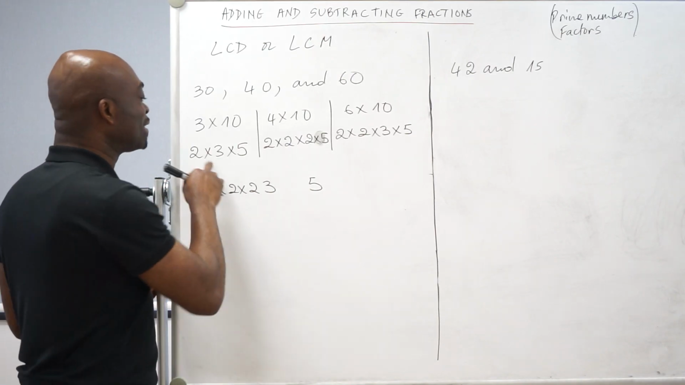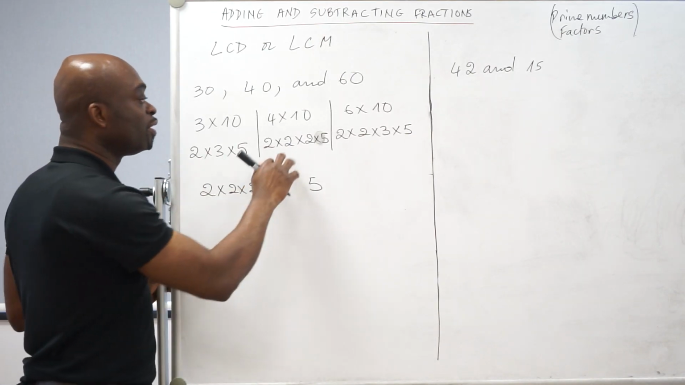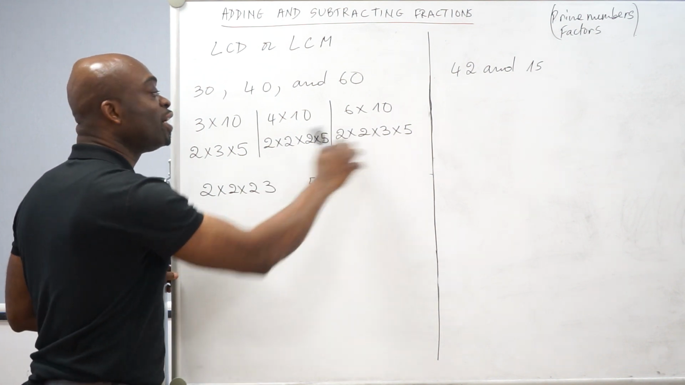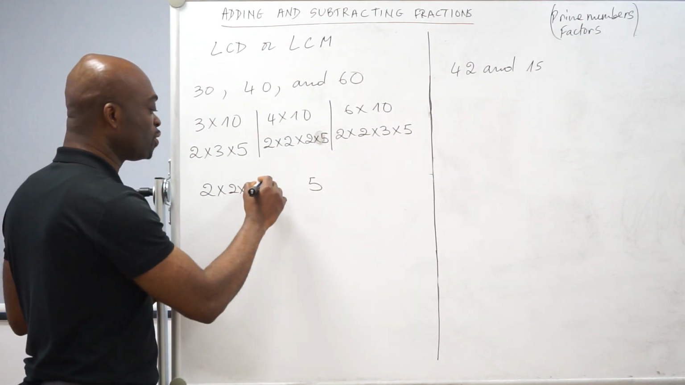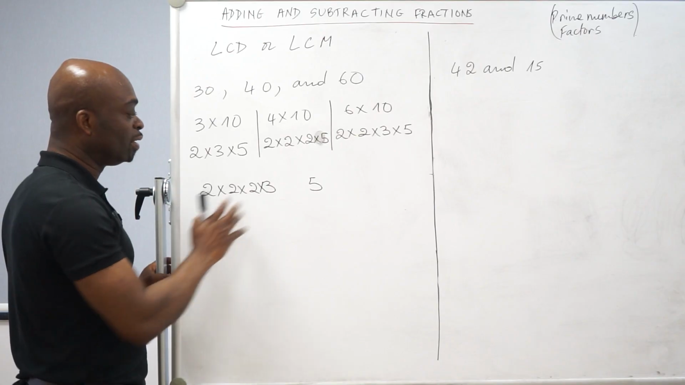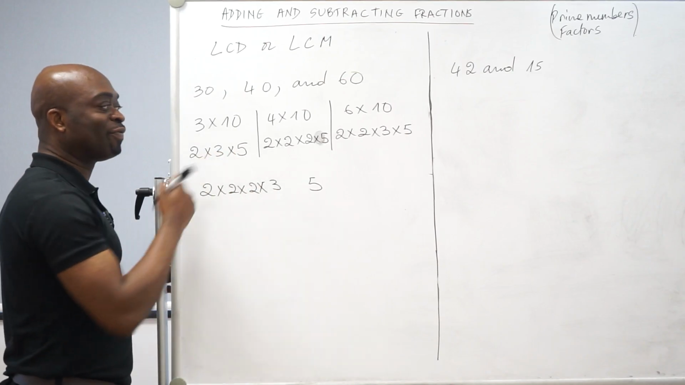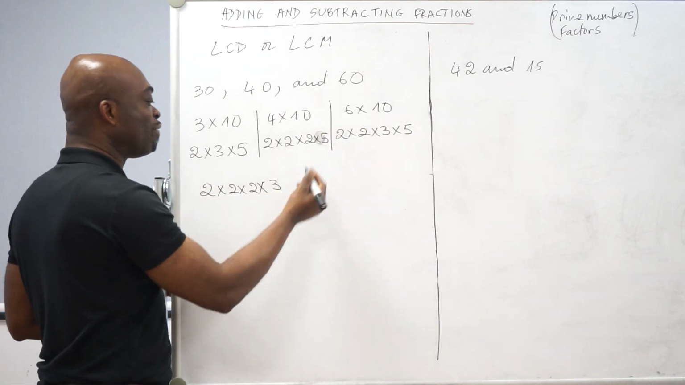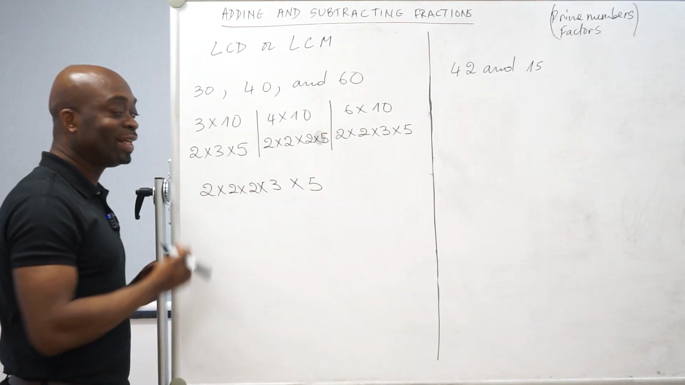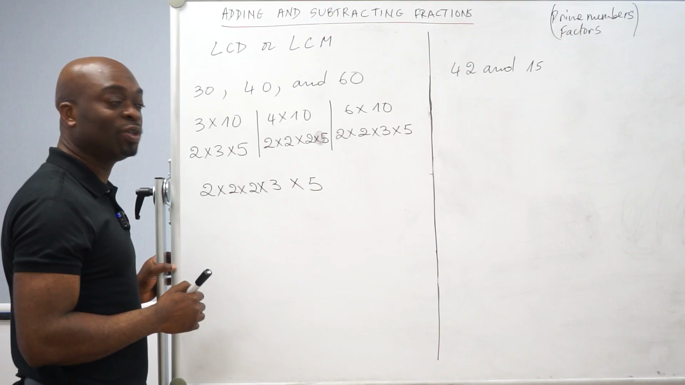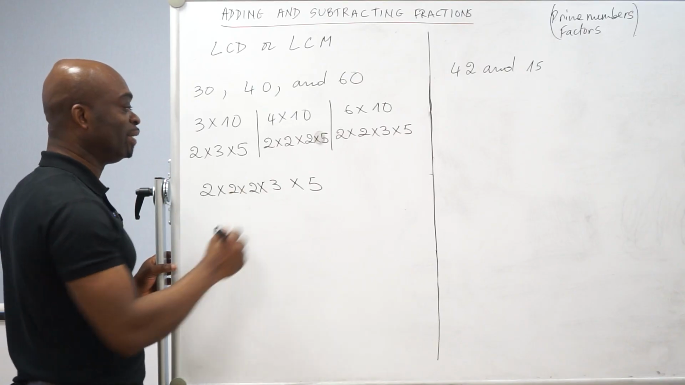Okay? How many times do we have 3 here? Once. 3 here, none. 3 here, once. So we're going to take 3 also once that we're going to multiply. All right? And then, how many times do we have 5? Once, once, once, so we're going to take 5 also once. Now we can multiply to give you the lowest common denominator.